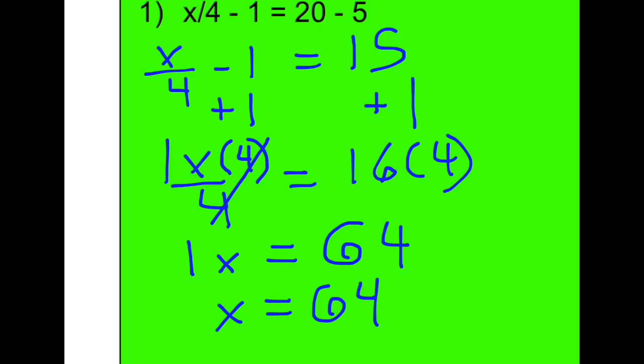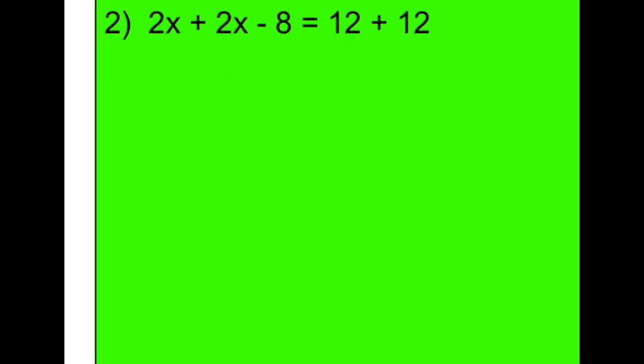Let's gradually get a bit trickier. Number 2 says 2x plus 2x minus 8 equals 12 plus 12. Well, we need to combine our like terms first. There we have a 2x and a 2x, and a 12 and a 12. So let's combine those. 2x and 2x is 4x minus 8 equals 24. And look at that.